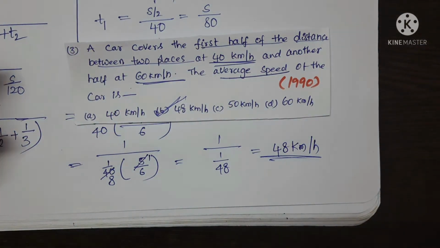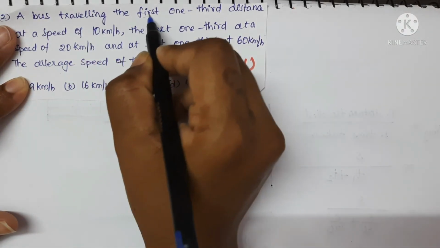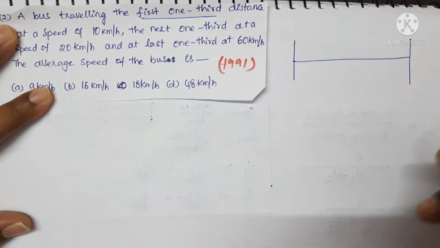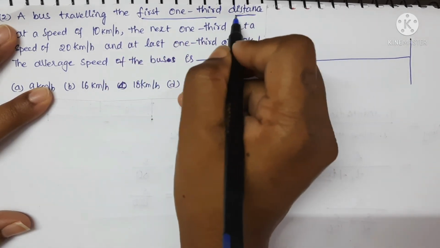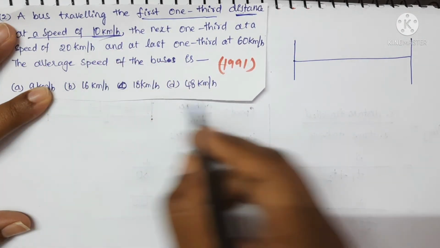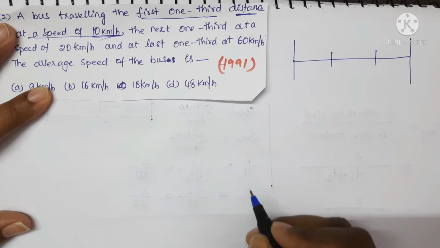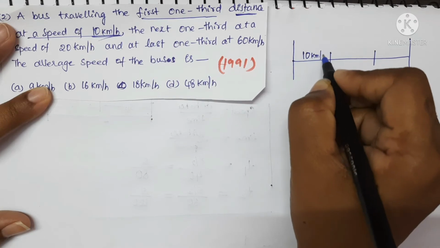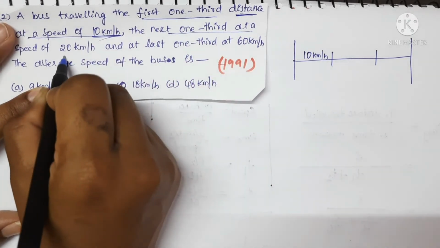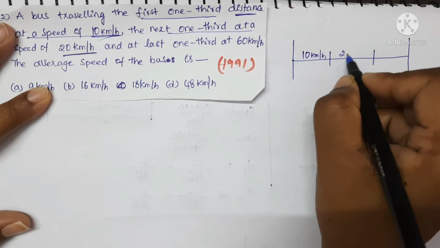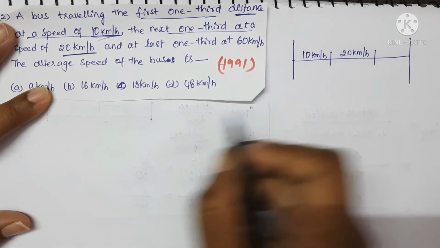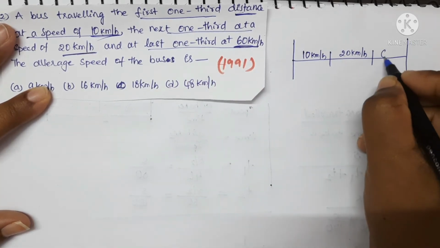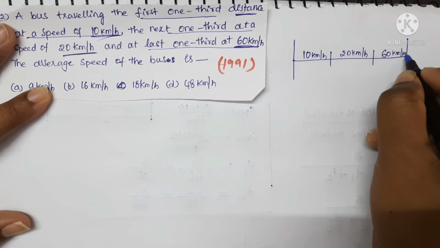Let us see the other question. Let us see a bus traveling first 1/3 distance. Suppose this is the total distance travelled by the bus. First 1/3 distance at a speed 10 km per hour. Let it be 3 parts. First 1/3 is 10 km per hour. And the next 1/3 is at 20 km per hour. And at last 1/3 at 60 km per hour. See, the last one is 60 km per hour.